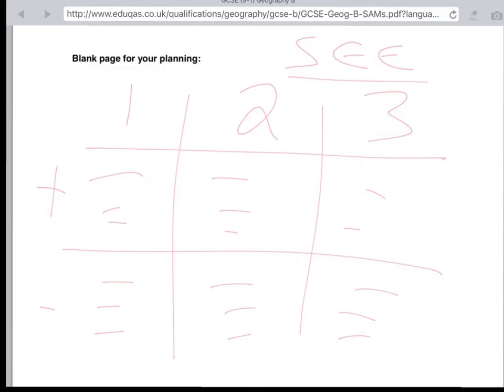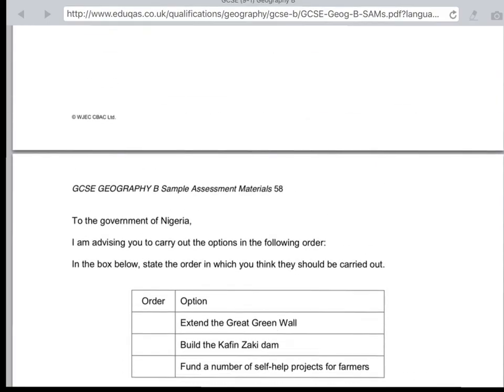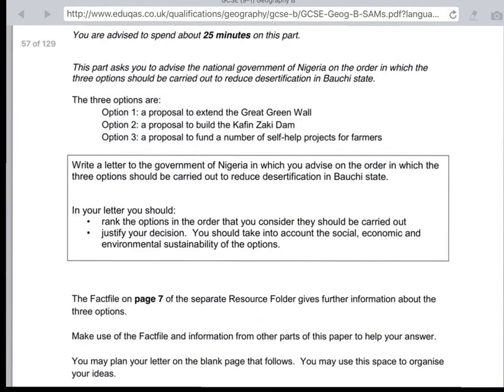I'll get down to writing, and the first thing to do is make sure that I've actually filled this in. And then, like we said earlier, 3 paragraphs: start off with the best one, explain why the best one is so good, but the really important bit is you make sure that you cover the social, economic and environmental sustainability of each option. So that's the exam paper in a nutshell.